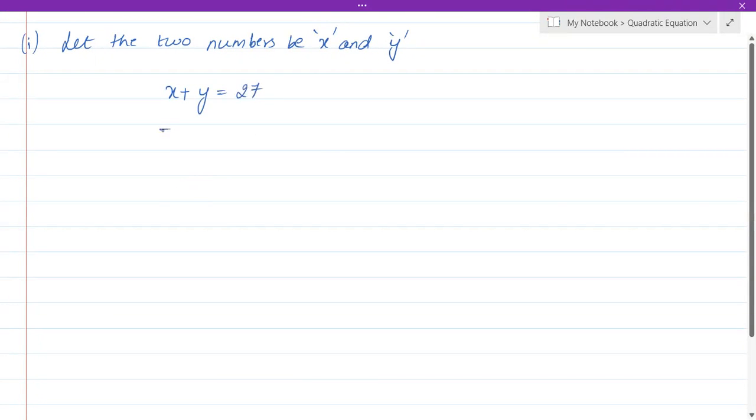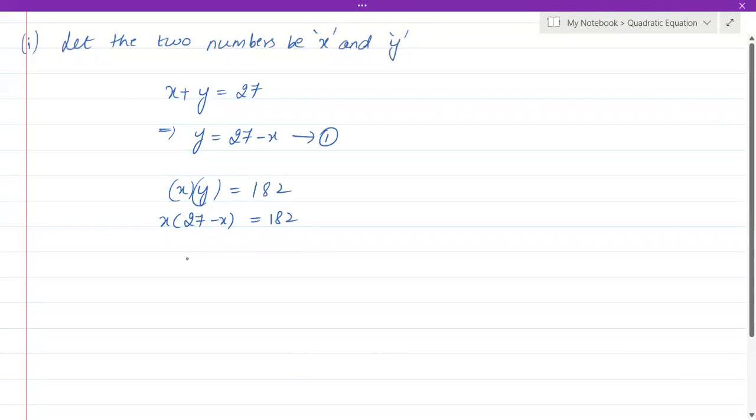Which implies here I can write y as 27 minus x, isn't it? So let's take this as equation 1. And the product of the two numbers, that is if I multiply x and y, it is equal to 182, isn't it? So instead of y, we can replace it by equation 1, that is x times (27 minus x) equal to 182. So x into 27 is 27x, x into minus x is minus x squared, equal to 182.